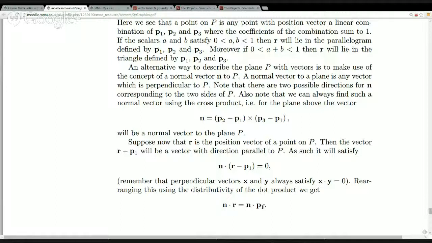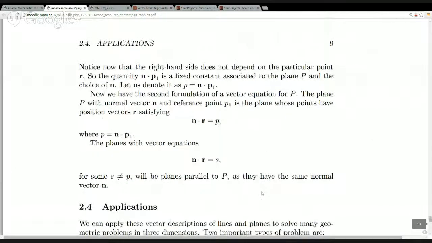Now, P1 is just some fixed reference point in the plane. So what that final equation is saying is that when you choose any point in the plane, the dot product of the normal vector with r will always have a fixed value. The right-hand side does not depend on the particular point. It's just this fixed quantity n dot P1. So you could give that a name p, and say that the equation of the plane is then n dot r equals p. So the normal direction is specified, and the plane is then described as all the points with position vector r such that n dot r equals p.